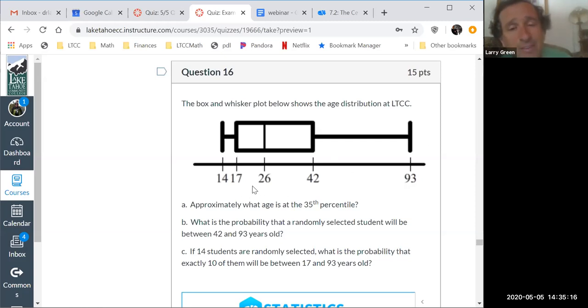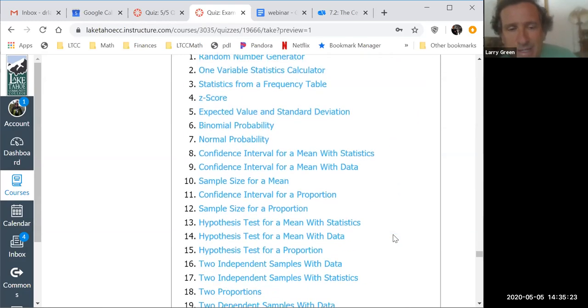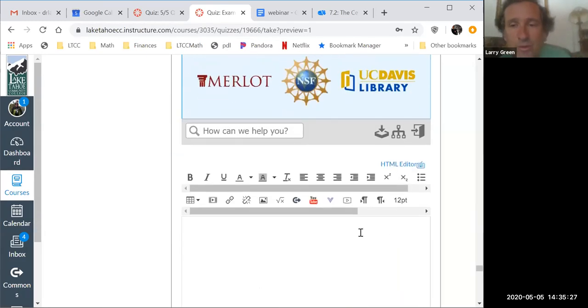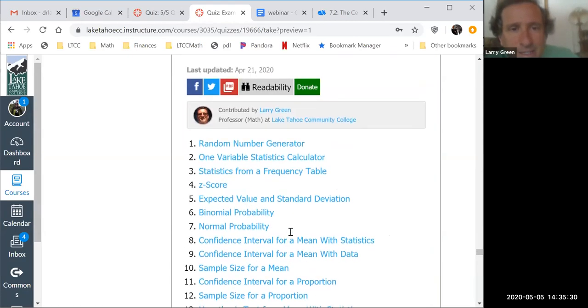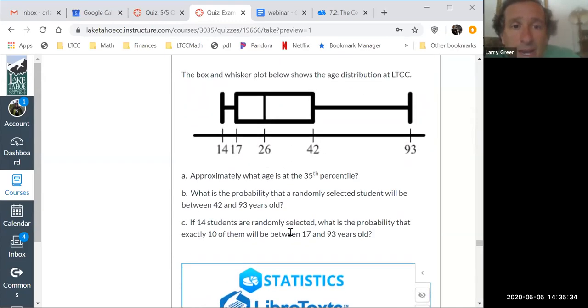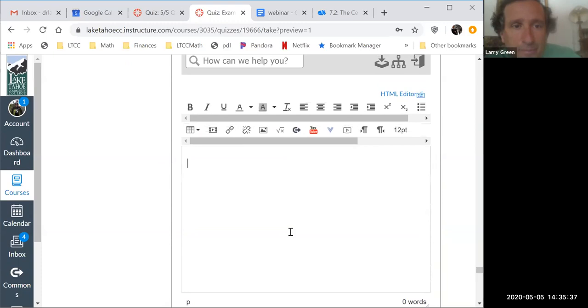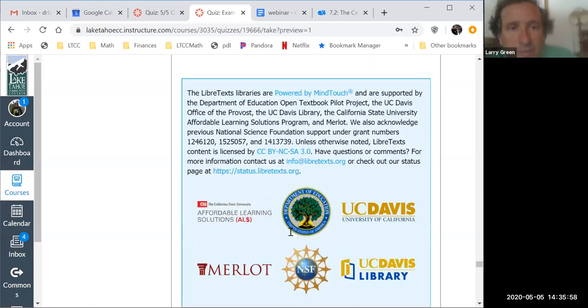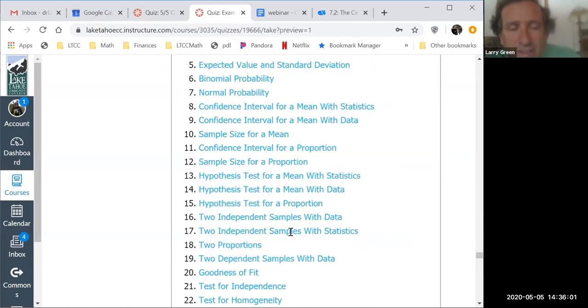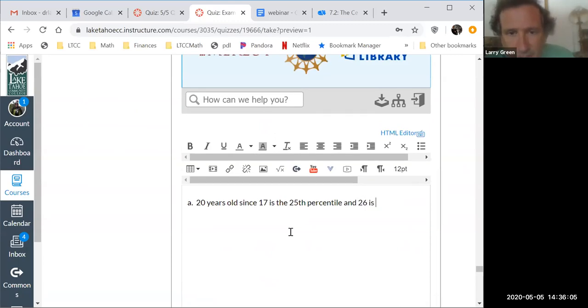And 35 is a little closer to the 25th percentile, but any number is fine. If you said 20 years old, that's fine. But it's not okay to say anything that's 17 or lower or higher than, what number was that? Higher than 26. So in particular, how about 20? Since 17 is the 25th, and what was the other number? 26 is the 50th percentile.